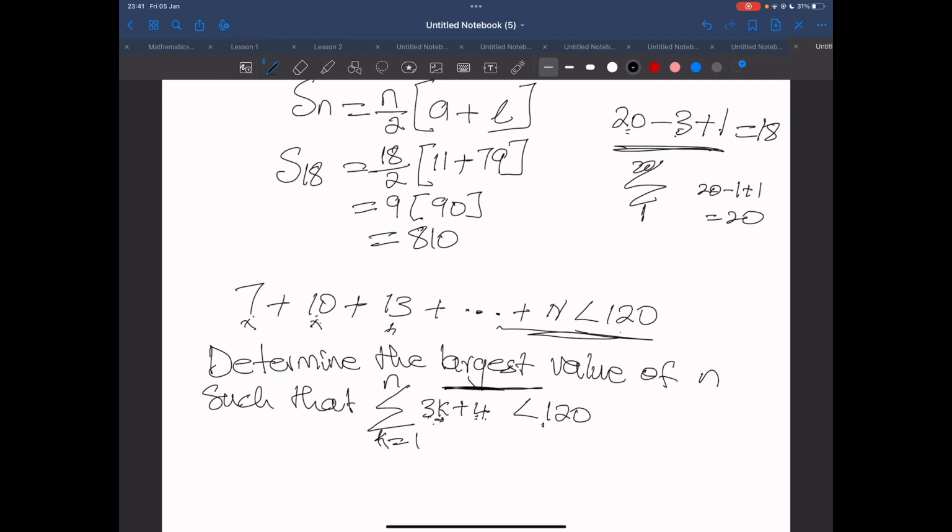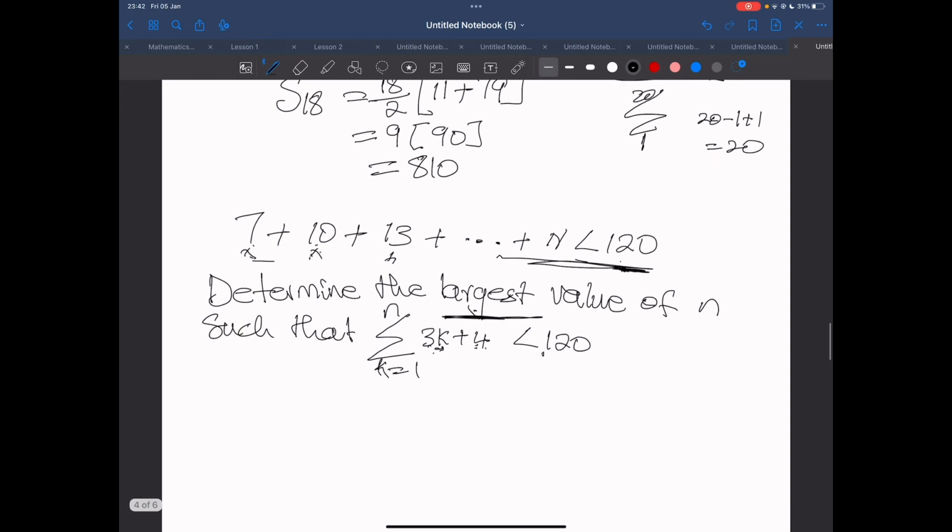What happens if we add 7 plus 10 plus 13? It is still less than 120, but it's not the largest. So we need to understand. We want the largest number of terms that after we have added, we will get a sum which is less than 120. Okay, so we said this is an arithmetic sequence.